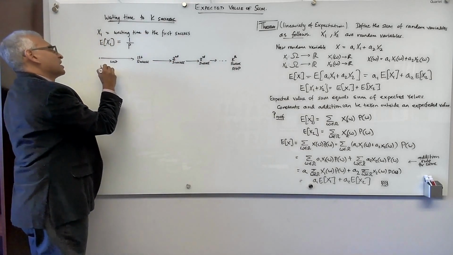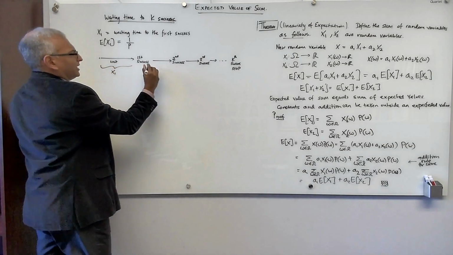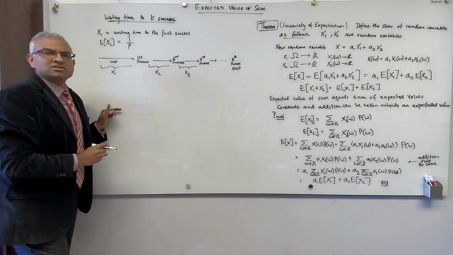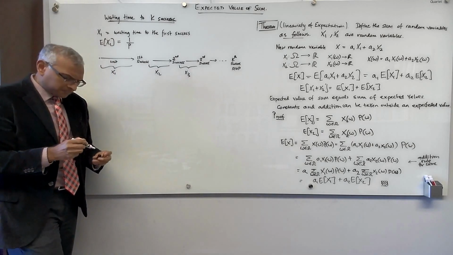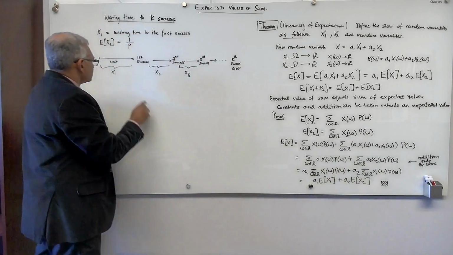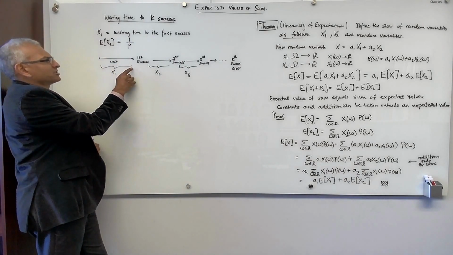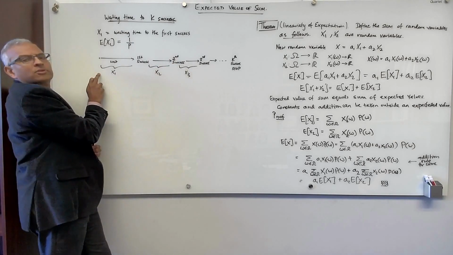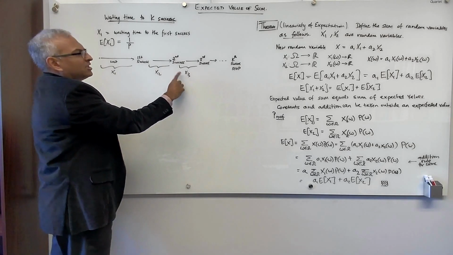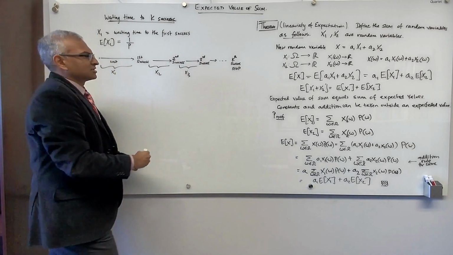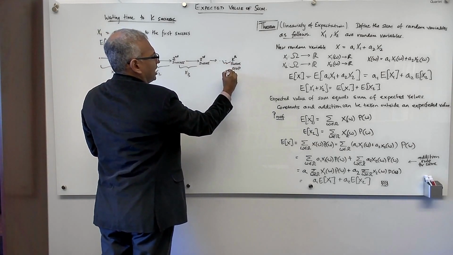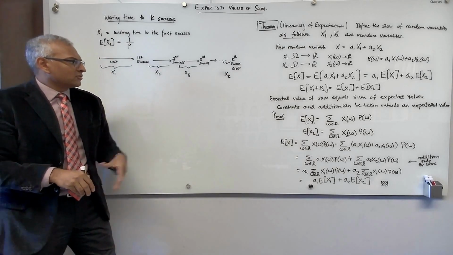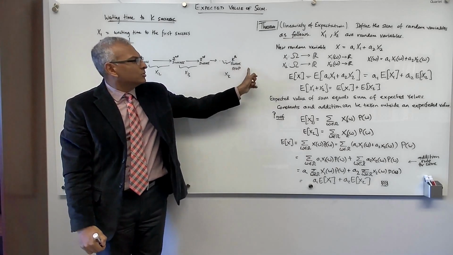So let us say that you wait a time X1 for the first success, and then you wait a time X2 for the second success, and then you wait a time X3 for the third success. Okay, now let me be precise here. So the time X1 is the time you wait for the first success. The time you wait X2 is the additional time you wait for the second success. It's not the time from the beginning. And the time you wait X3 is the additional time from the second to the third success. And then you wait a time, XK, which is the additional time you wait from the K minus first success to the Kth success.